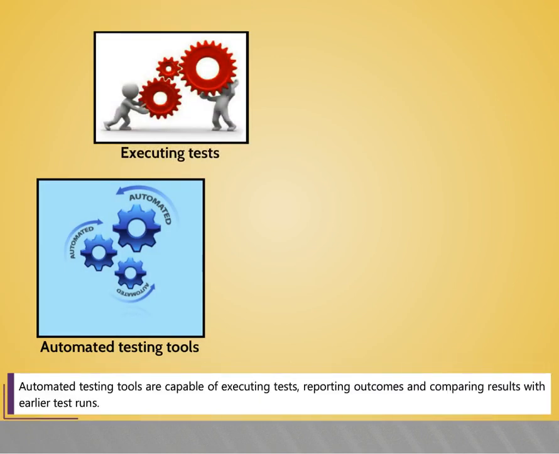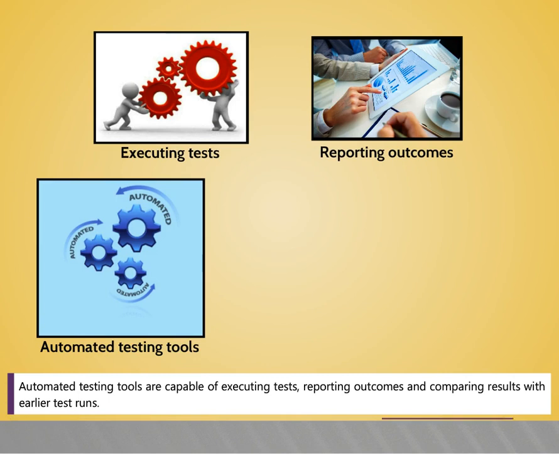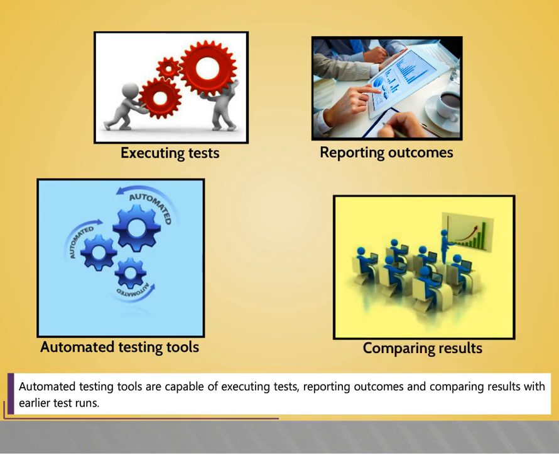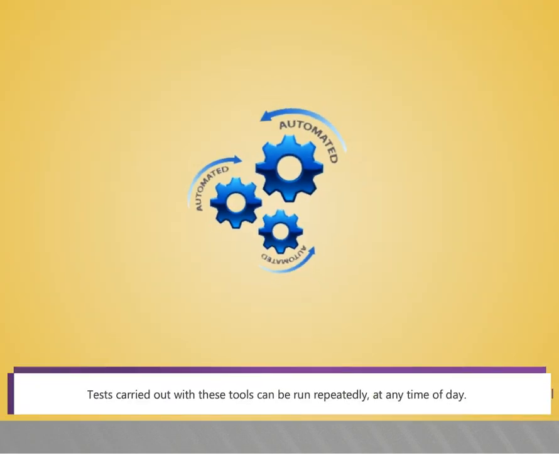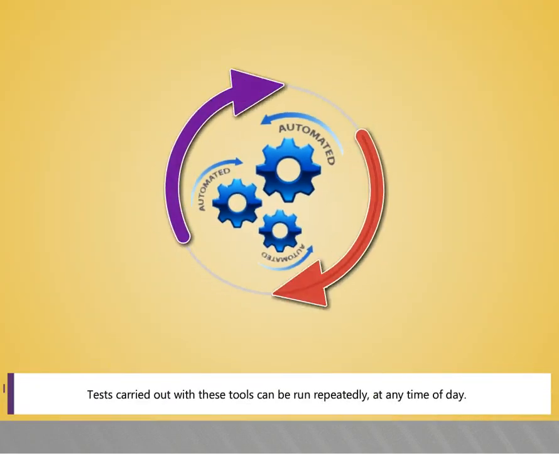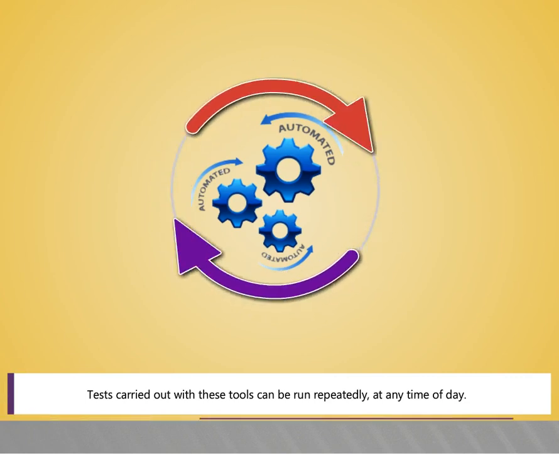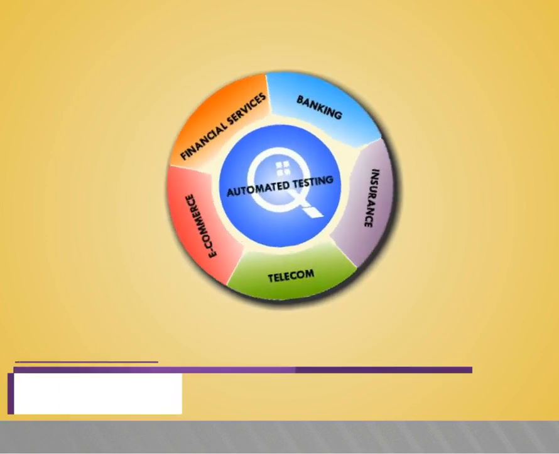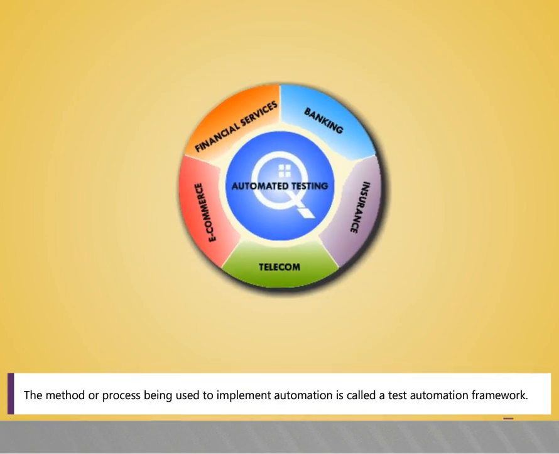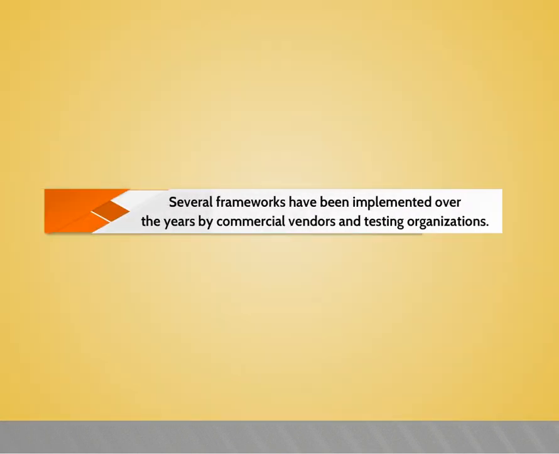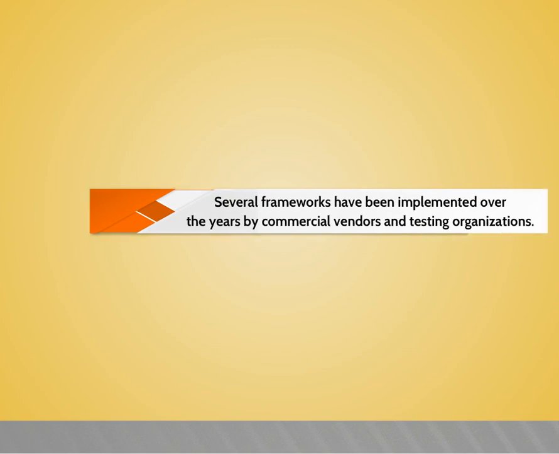Automated testing tools are capable of executing tests, reporting outcomes, and comparing results with earlier test runs. Tests carried out with these tools can be run repeatedly at any time of day. The method or process being used to implement automation is called a test automation framework. Several frameworks have been implemented over the years by commercial vendors and testing organizations.